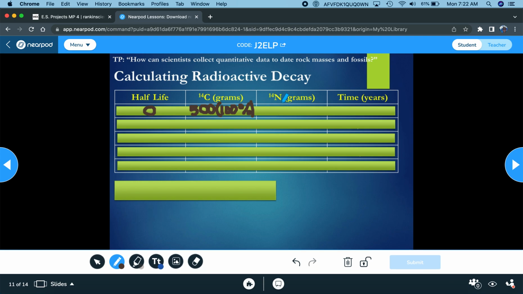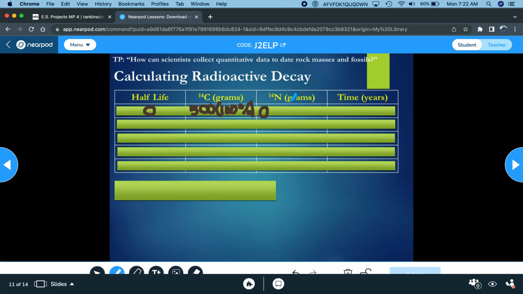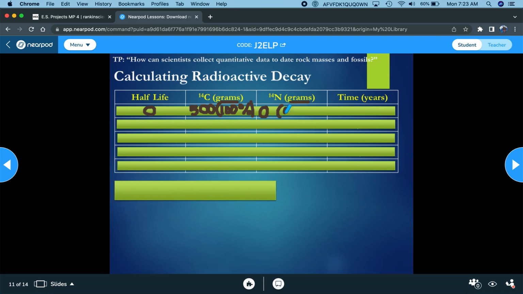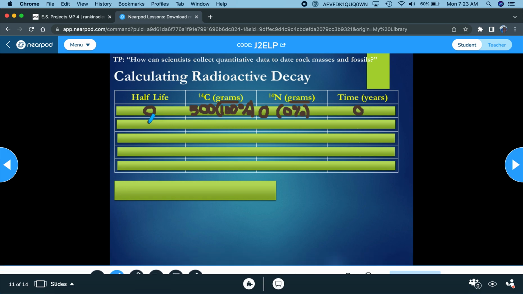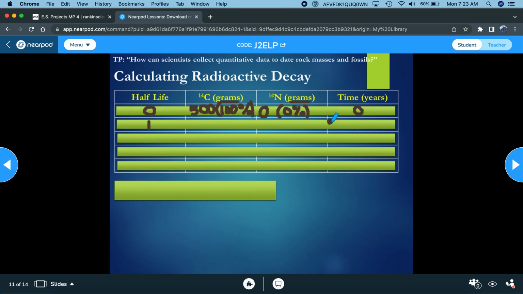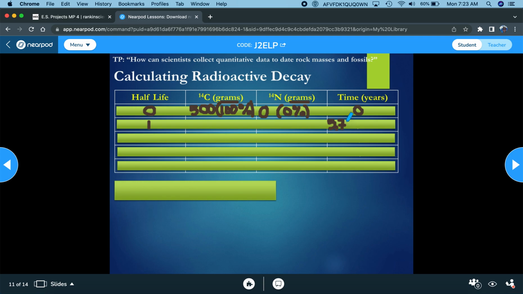That means that the N14 has 0 grams. Now I'm not going to put any units here because my unit's already up here in the title of that column. And that's going to be 0%. And that's going to be time 0. All right, let's move on. First half-life. Let's do this in numerical form, maybe I'll give you both: 5,700 years.